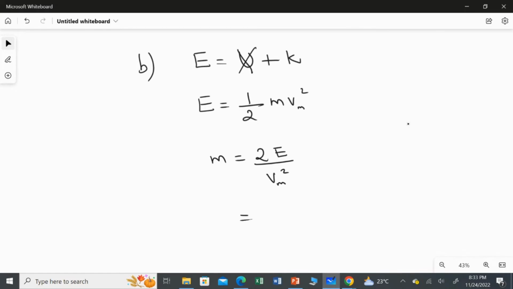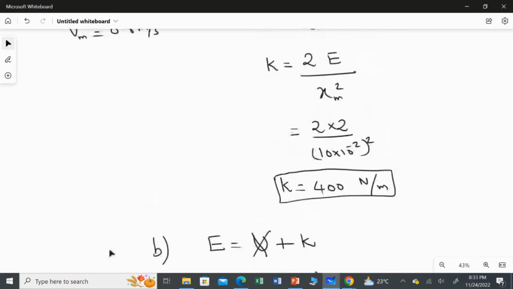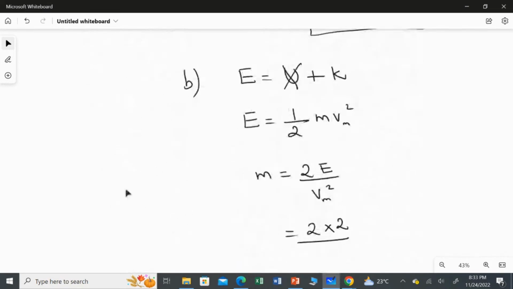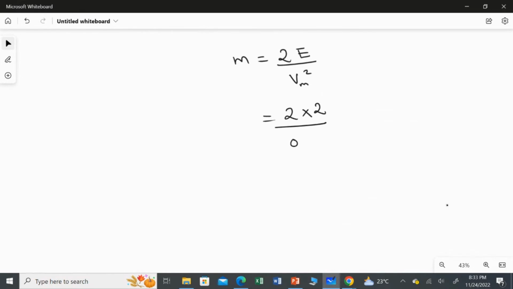Now I am going to substitute the values. 2 multiplied by our mechanical energy value, 2, divided by the speed value, which is 0.8 meter per second. So I have to square this value, 0.8 square. Now I'm going to calculate. By that we will get the answer for the mass. So 4 divided by 0.8 square, I got 6.25 kilograms. So what is the value of the mass? The mass value here is 6.25 kilogram. It is not 625, it is 6.25, right? So this is the answer for the second question.